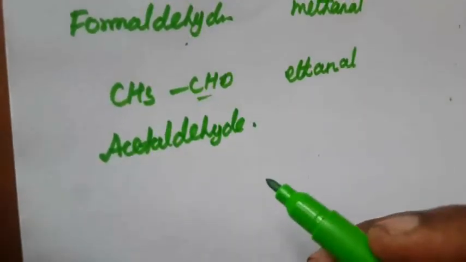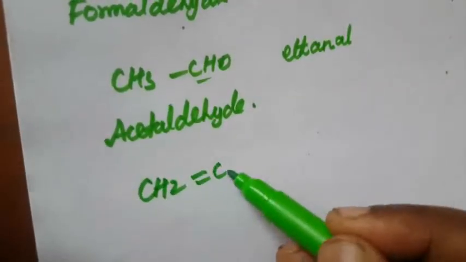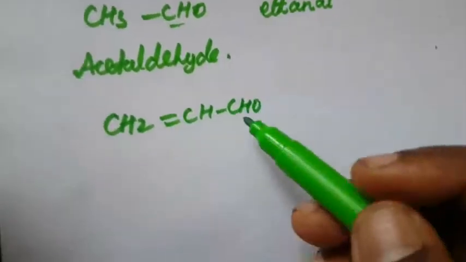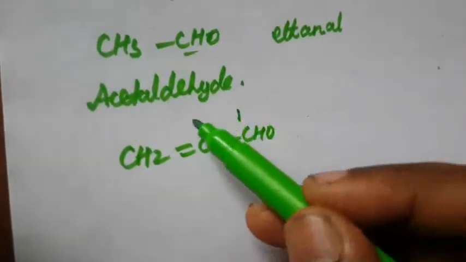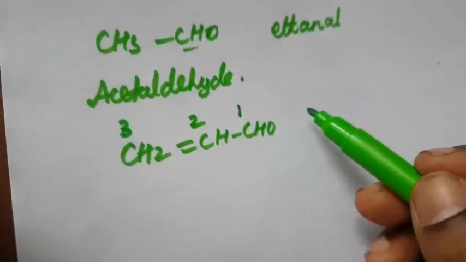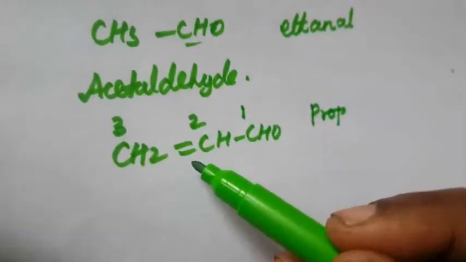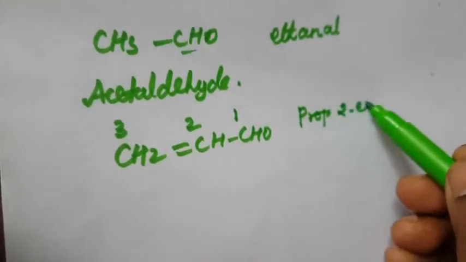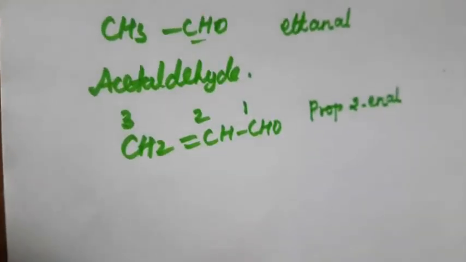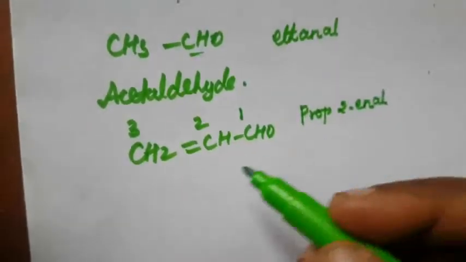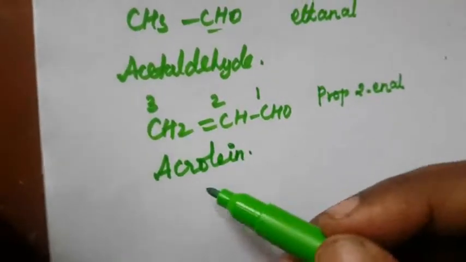Next, another compound. What is the formula? CH2=CHCHO. What is this compound's name? How many carbons are there? 3 carbons. What is the root word? Prop. Then the compound is unsaturated because the double bond is there. Which position? Second position, 2-en. The first position contains aldehyde. So that is prop-2-enal. What is the common name of this compound? Acrolein. That is an important compound in the aldehydes.